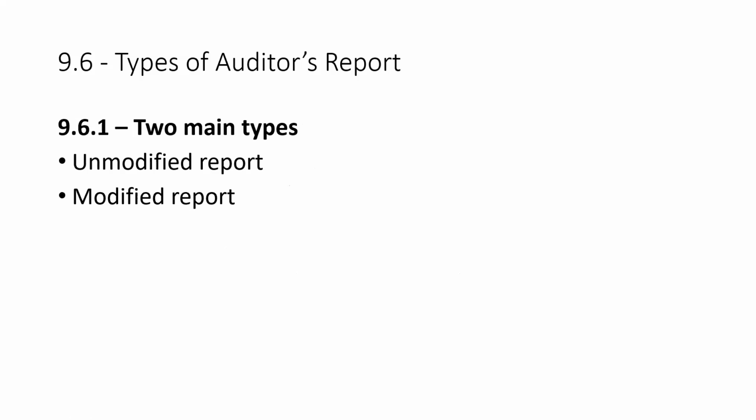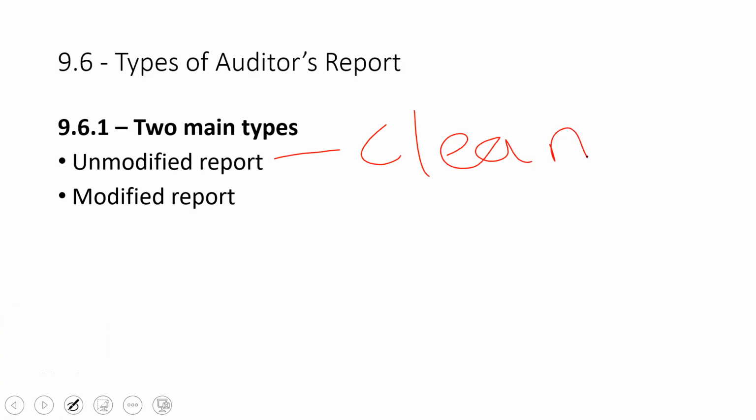So as I've already indicated, there are two main types of audit reports, modified reports and then unmodified audit reports. Whenever you hear unmodified audit report, we mean a clean report. In the unmodified audit report, the auditor will express an unmodified audit opinion.